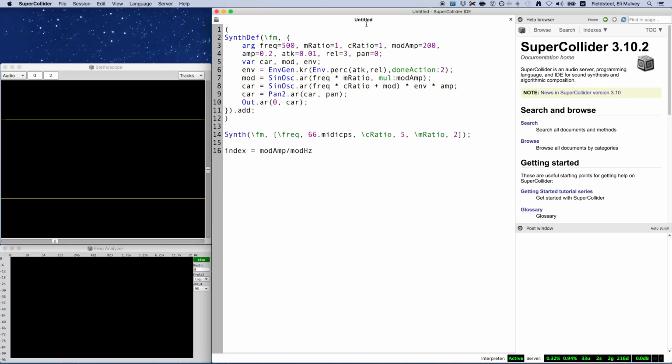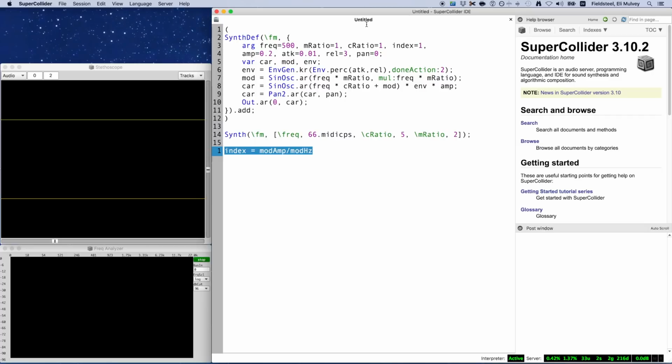In our synth-def, we're going to declare an index argument. I'm going to set it to 1 by default. And now I'm going to do something that might look a little weird at first. We're not actually going to use mod amp anymore. Instead, we're going to set the modulator mul value to be exactly the same as its frequency. And if we stop here, then the index of modulation is always going to be 1 because modulator amplitude and modulator frequency are equal, so index is 1. That's how our index equation works.